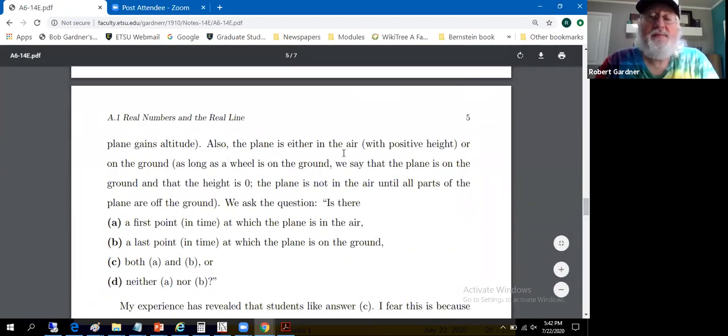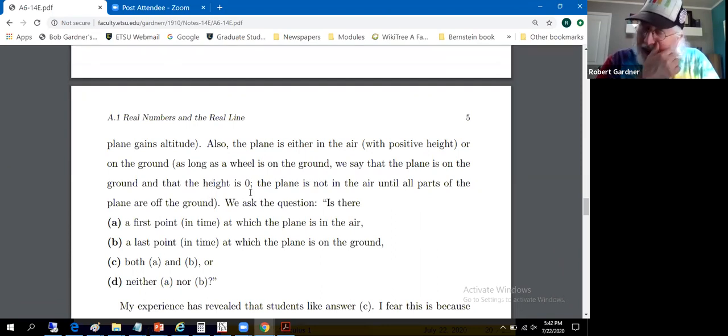Also, the plane is either in the air and has a positive height, or it's on the ground. We'll say it's on the ground as long as, say, one of the wheels is on the ground or one part of it's on the ground, in which case the height will be defined to be 0. So if you want to get bogged down in the details, we're measuring the height as a distance from the ground to the lowest point on the airplane once it's up in the air. So that's what I mean by height. This is a conversation to be had about continuous functions and numbers and points. So this is maybe a little awkward, but it makes it more tangible, and you can visualize this story. The plane's not in the air until all parts of the plane are in the air.